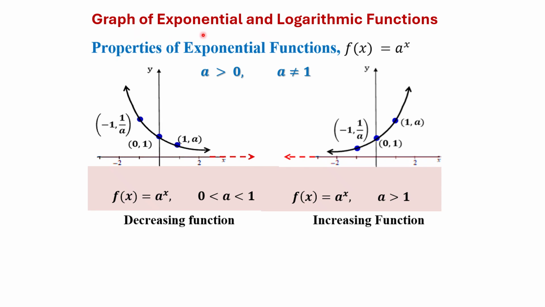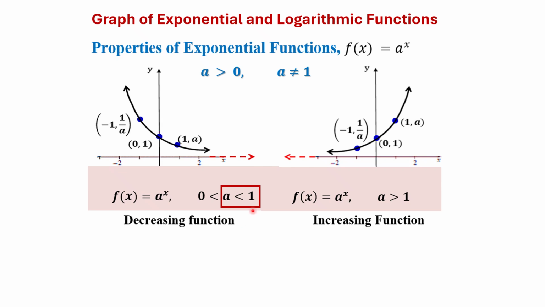Next is the graph of exponential and logarithmic functions. So let us start with the exponential function f of x equal to a power x. The condition for this base a is that a must be positive but not equal to 1. So it divides into two intervals, or two types of graphs of exponential. The first one is a is less than 1 but greater than 0, and another one is a is greater than 1. So let's take a look when a is less than 1.